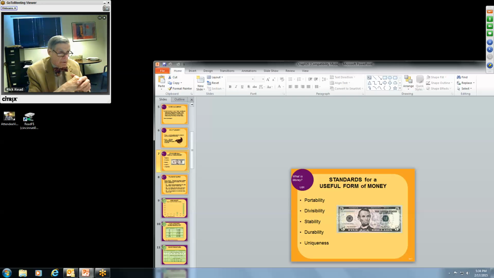Durability, excuse me, durability is how long they last. Stability is whether the money is stable, whether people understand the money, they accept it, they're comfortable with it, they can trade it, they can use it in exchanges, et cetera, and believe that the money actually has the value that it says it has.